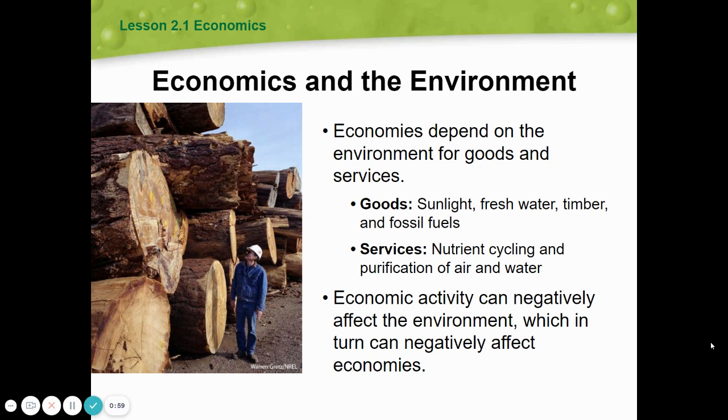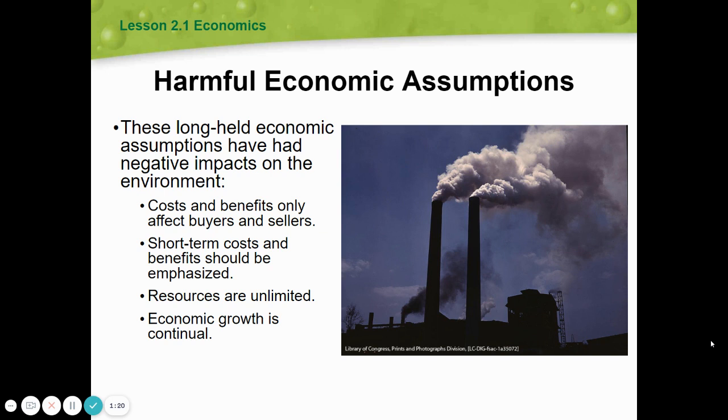The services that we receive from the environment include nutrient cycling, so carbon is recycled, water is recycled, nitrogen is recycled through the ecosystem, and we also rely on the purification of air and water. Economic activity can negatively affect the environment, which in turn can negatively affect economics.